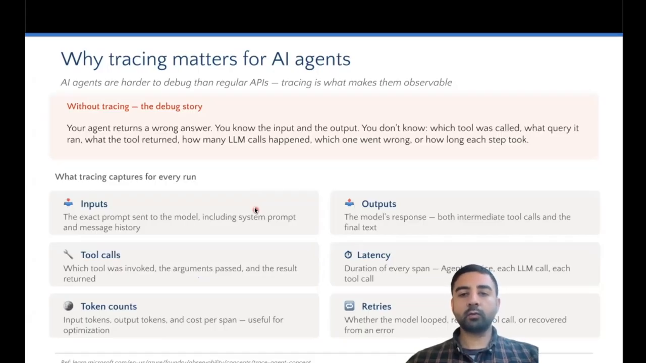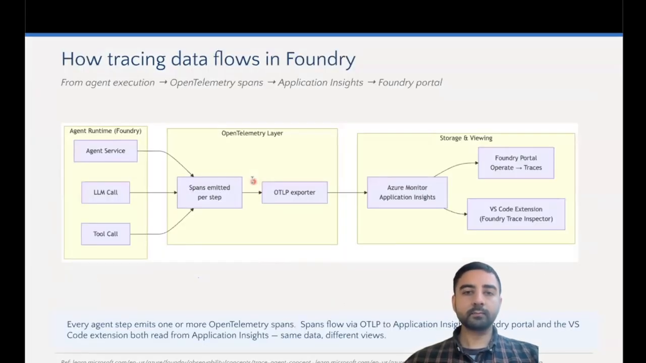So that information is what lets you answer: why did my agent make the wrong tool call, why is the response taking 8 seconds, which step is consuming the most tokens? And I can use the answers to those questions to improve my model, my prompts, and the context that it has. Foundry builds this on OpenTelemetry, which we'll cover in a moment, and stores it in Azure Monitor Application Insights. So let's see how that actually works.